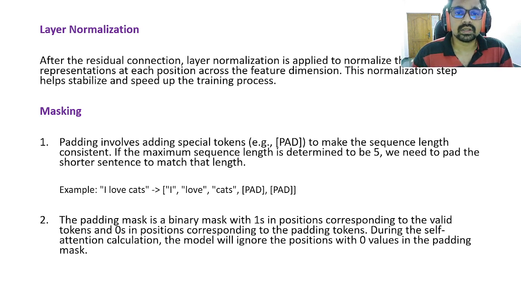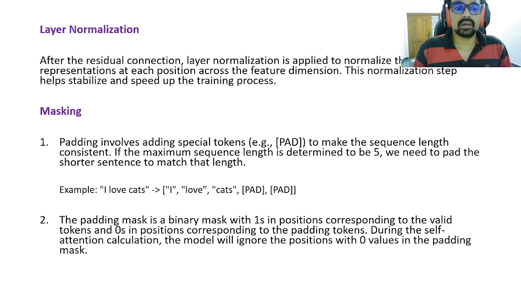Layer normalization. In layer normalization, we normalize the representation at each position across the entire dimension. Like if your dimension is a 3-dimensional vector, each position will be normalized. This allows the model to stabilize and speed up the training process. Normalize in the sense that it is like what you do in feature scaling in EDA. Similarly, we do normalization where the output will become between 0 and 1.